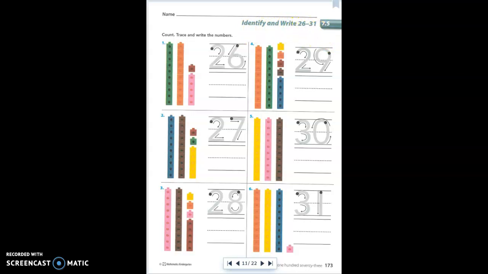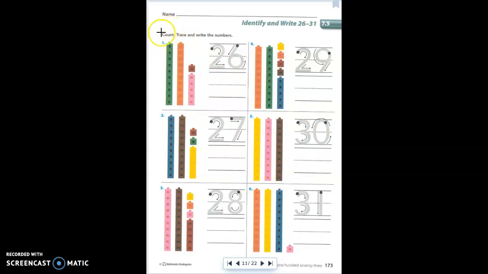If you look at our page today, it's a little bit different because up until this point, we have worked with 10 frames, and we've had 10 frames that are full with some extras. Well, today, we're doing these towers of 10s. These are our base 10s, and these are our connecting cubes that they're using, but they've used them in groups of 10 with some extras, okay?